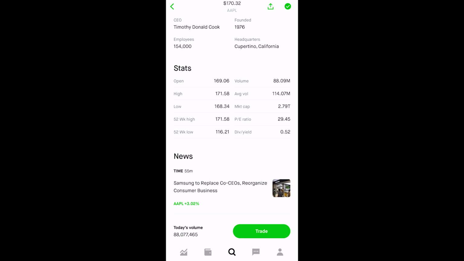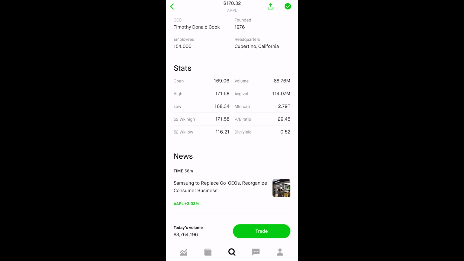Now, what this is evaluating is the price per share versus how many shares are out there. So 2.79 trillion, that's kind of how you could say that's how much Apple's worth if everybody sold their shares at the current price.